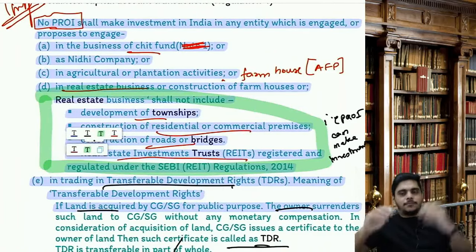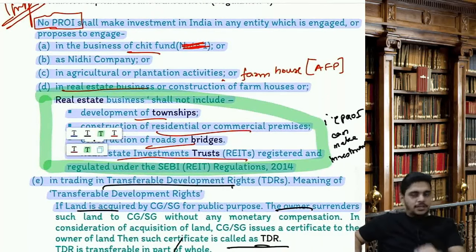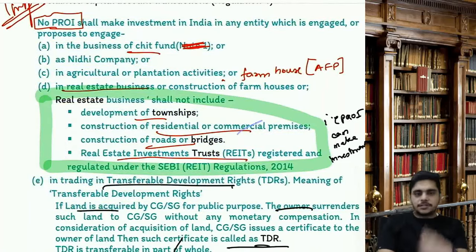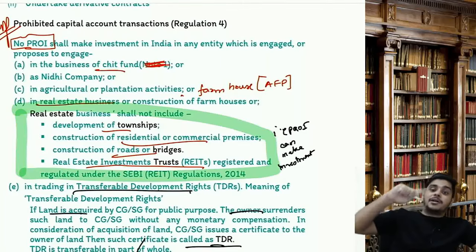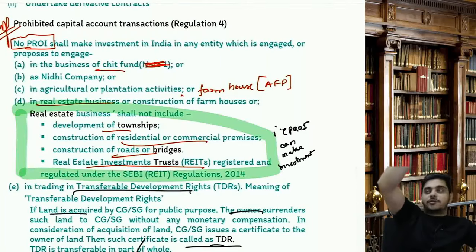No PROI can make investment in a company which is doing business of chit fund, Nidhi, AFP, real estate business and TDR. However, real estate business will not include development of townships, construction of residential and commercial houses, bridges and roads. That means PROI can make investment there. So, the PROI definition, including that company's branch outside that country that controls this branch.